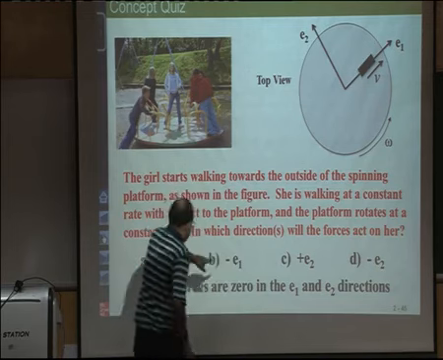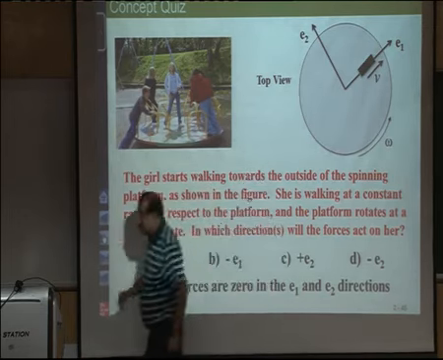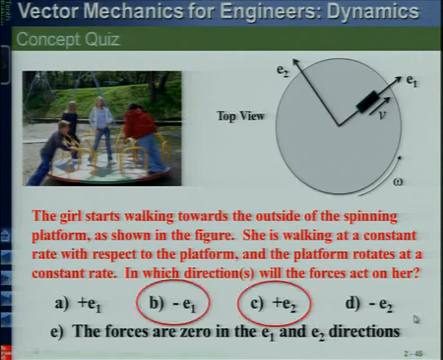So the answer will be minus E1 and plus E2. Is that fine? I hope I did it correctly. So this is how.